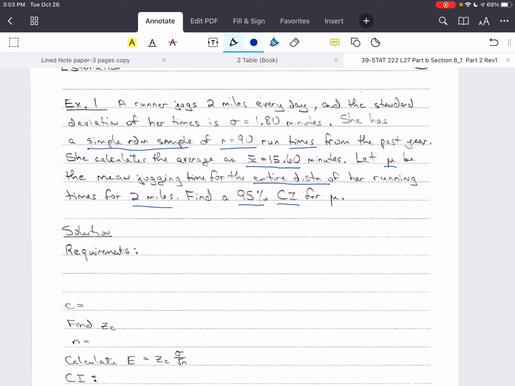So we need to check our requirements. So the first is that we have a simple random sample.